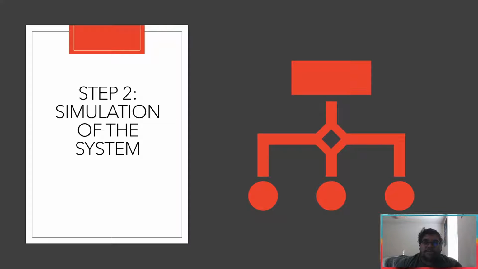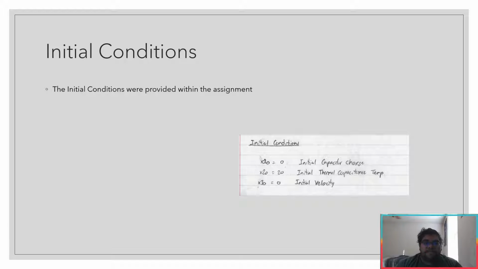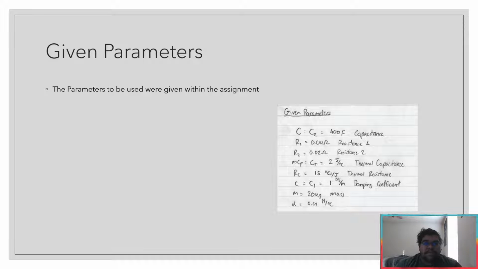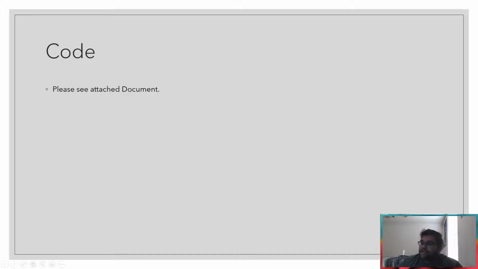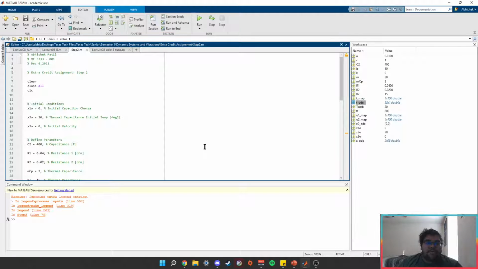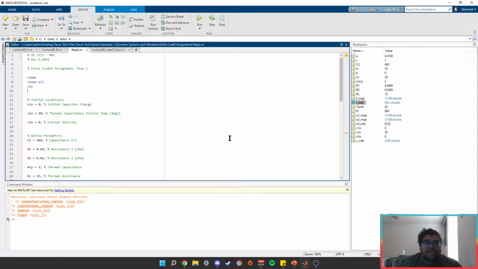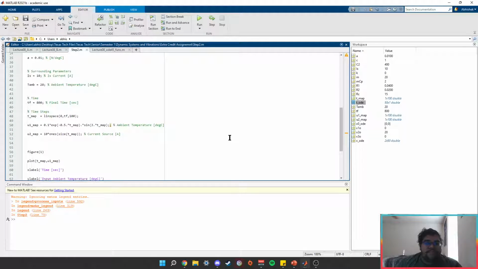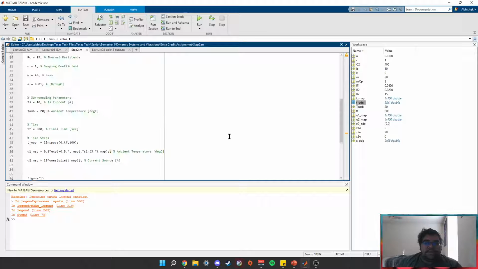So that brings us to step 2, which was simulation of the system. These were the initial conditions that were provided within the assignment, and these parameters were also provided to us. This was the code. I used what was provided to us through examples to put together this code. If you need time, please do pause.